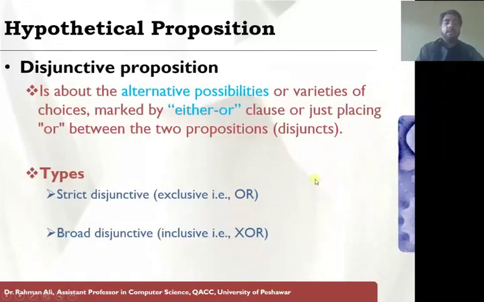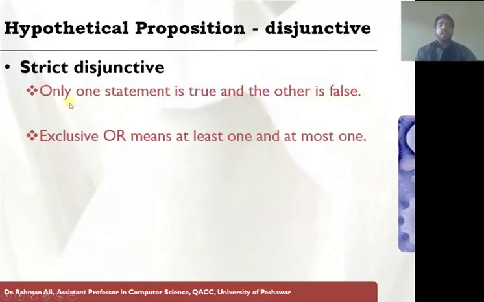Another type of hypothetical proposition is the disjunctive proposition. In a disjunctive proposition, there will be some possibility of an alternative. In conditional propositions, we saw that if the first part of the proposition is true, the second will be true. There will be dependency. But here, there are alternative possibilities as well, and those alternative possibilities can be introduced by using the keywords either and or. It means that either part can be true. It can be divided into two parts: strict disjunctive and broad disjunctive. In strict disjunctive, if two parts are there, only one statement will be true and the other will be false.